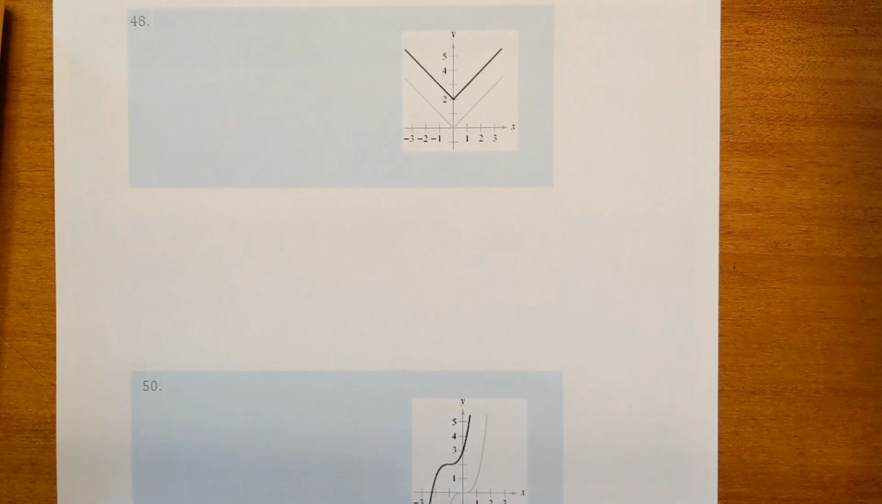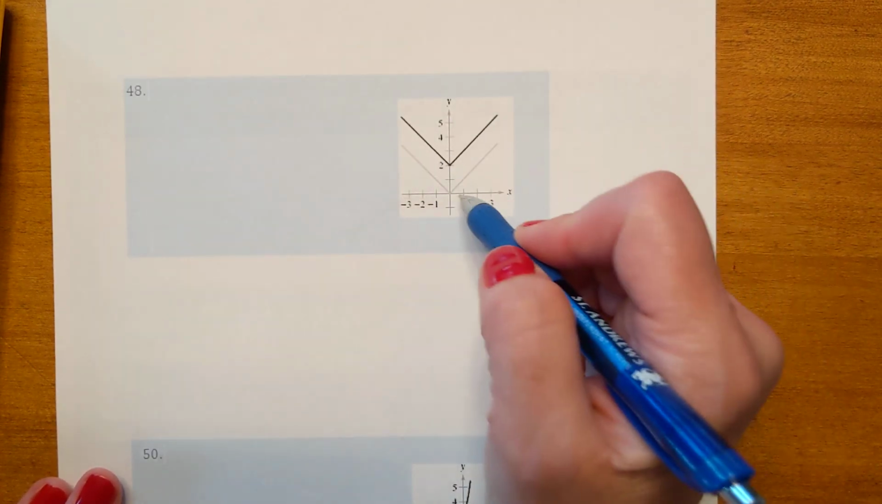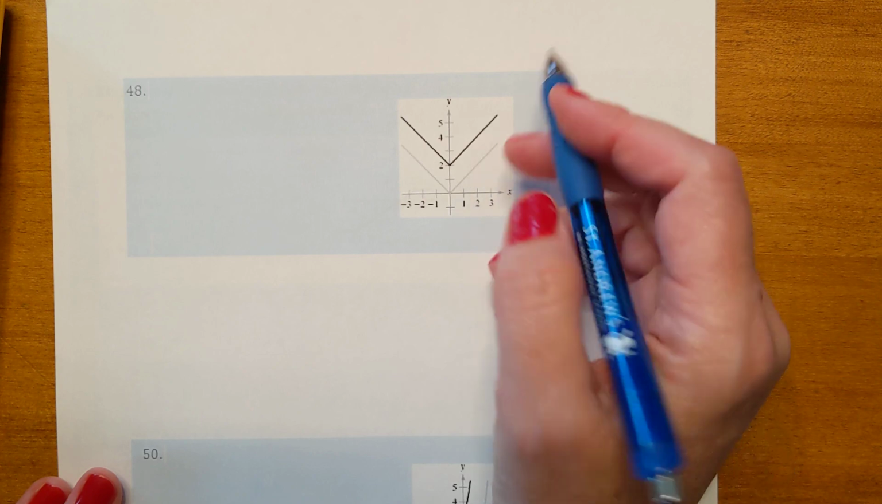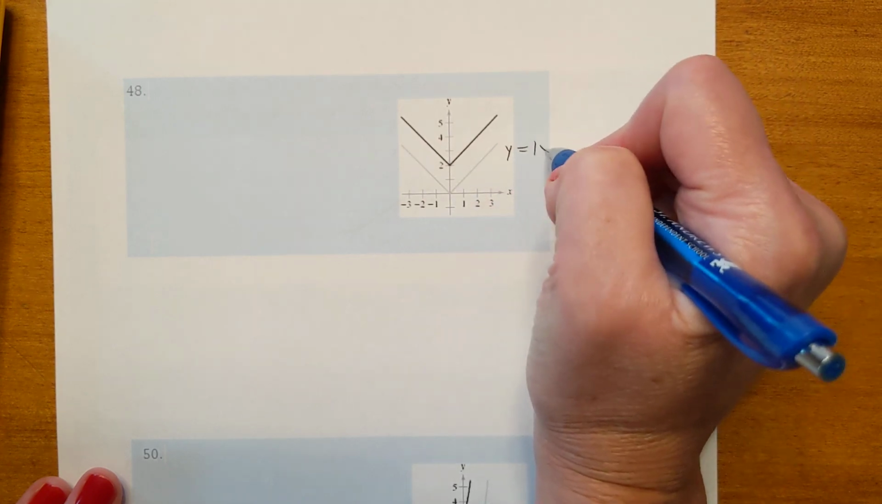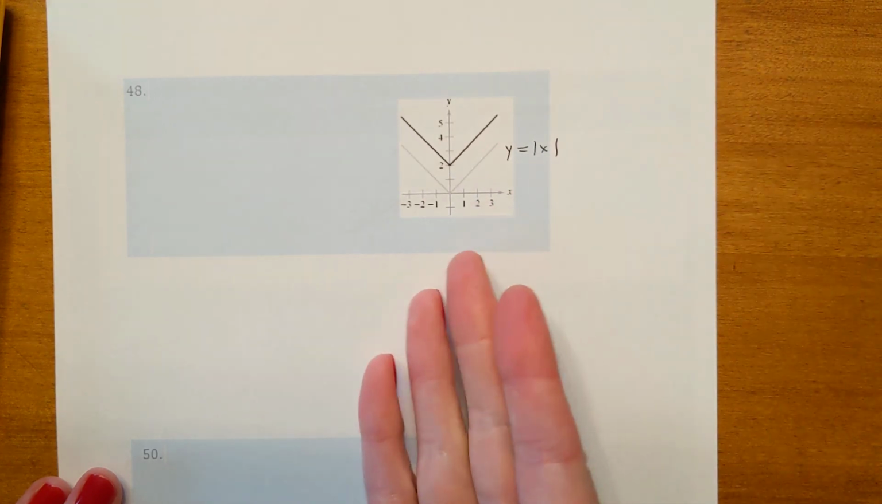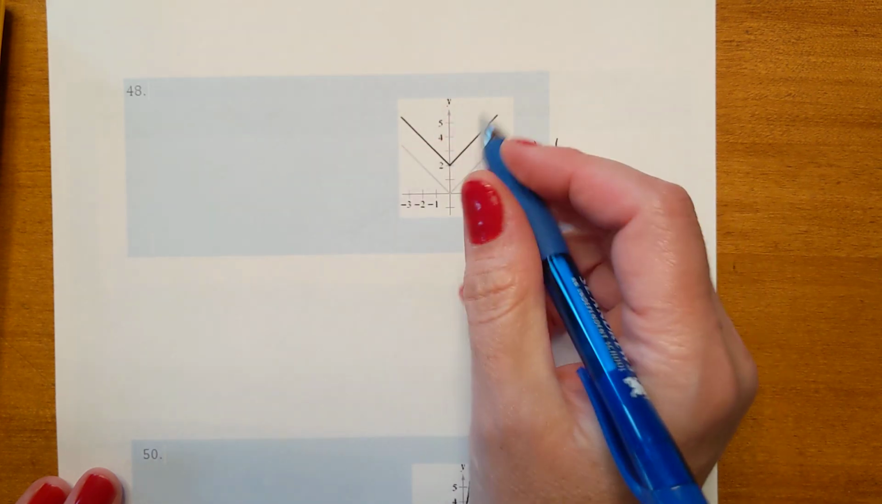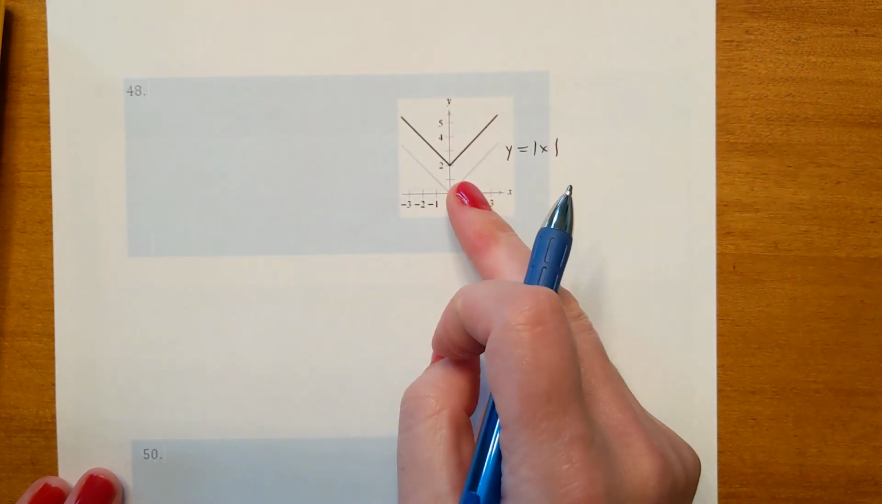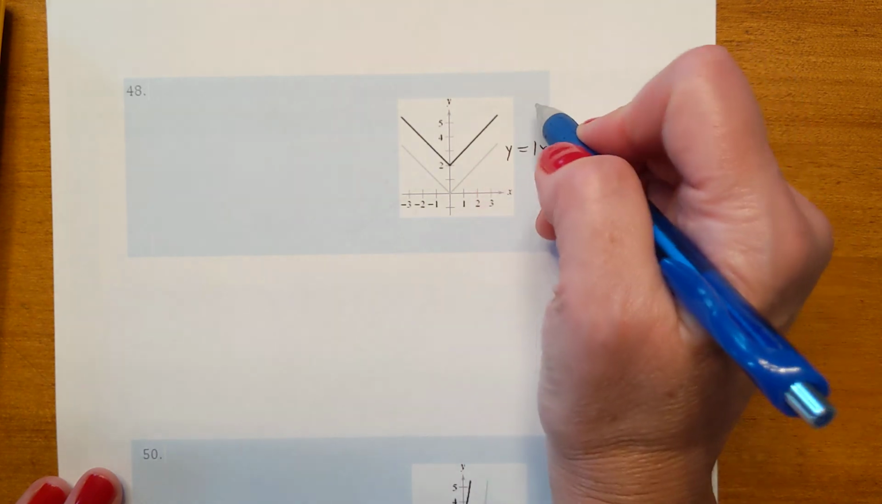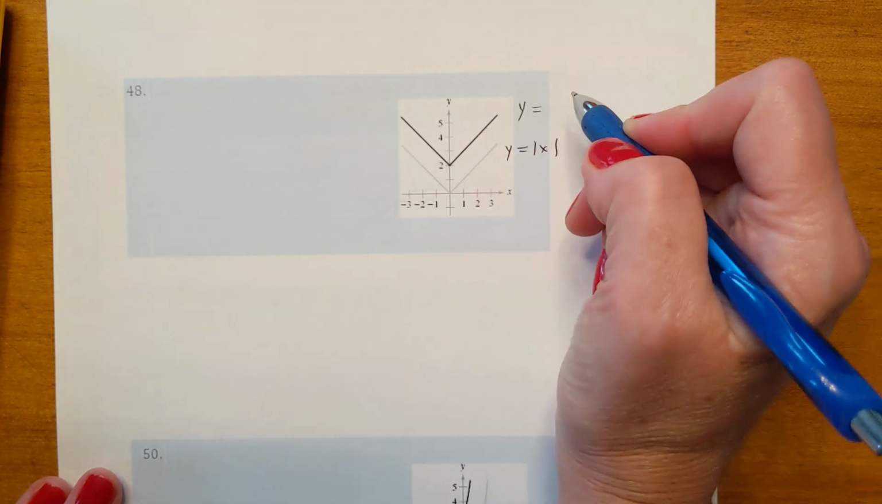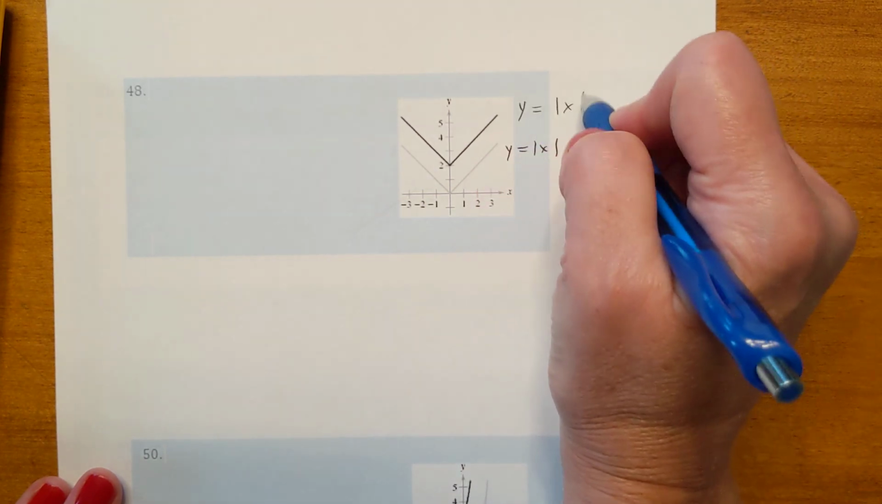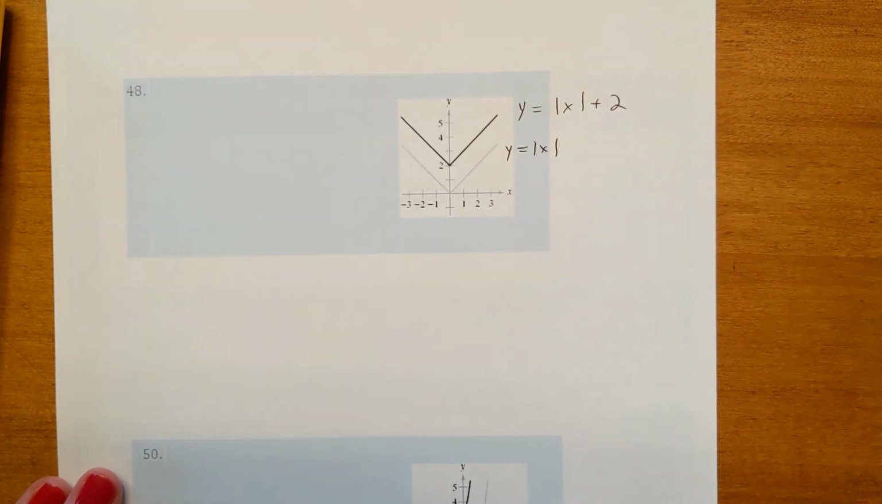So the next one on 48, I'm missing the directions on here, but what they want you to do is write down what the parent function is here in light gray. In light gray, that is the absolute value. And then what happened from there to the next one, it went up. And so if it went up and down, that means it's outside of the x. So it was plus 2.